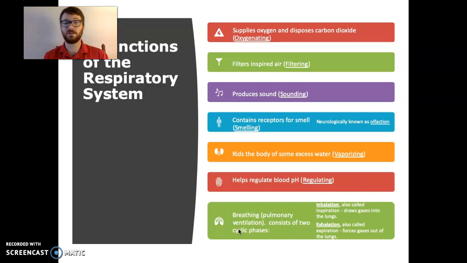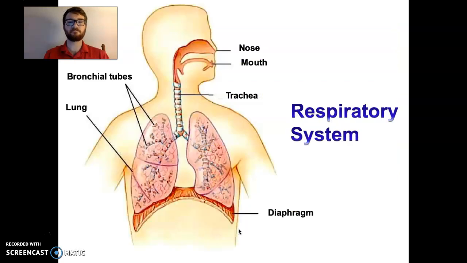Breathing, pulmonary ventilation, consists of 2 cyclic phases. You have inhalation and exhalation. We're going to reference these. Inhalation is where you take in gases into the lungs. Exhalation is where you take gases out of the lungs. It's also called inspiration and expiration. But those are lesser used now because, you know, expiration kind of means like expired milk. But anyway.